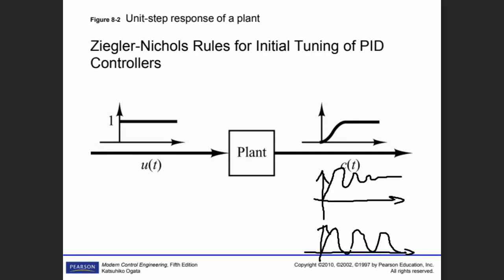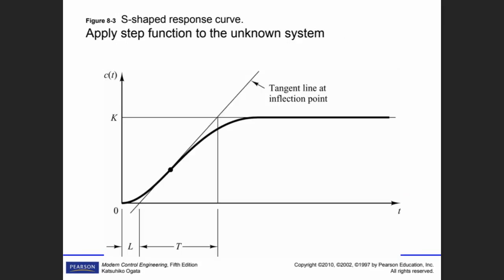First, the Ziegler-Nichols rule is not applicable to those. An output should be something like this. If you have an output like this, that means no overshoot, then it's acceptable. So, for example, an overdamped system and things like this.